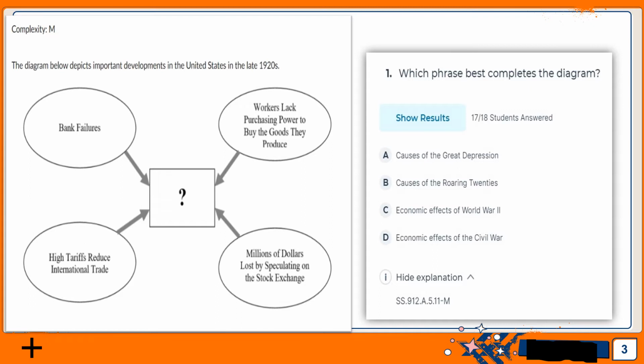Look up here to the top left corner. You can see the complexity of the question. This has an M, so that means it is moderate. The diagram below depicts important developments in the United States in the late 1920s. From this diagram, we notice that there is something missing. Which phrase best completes the diagram? If we look at our choices, the most appropriate one is A, causes of the Great Depression, and you all did well with that one. Excellent job.